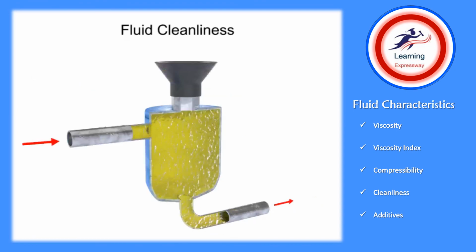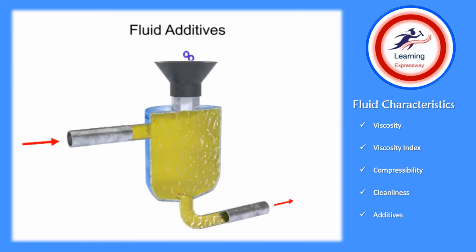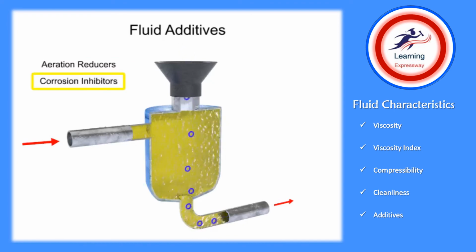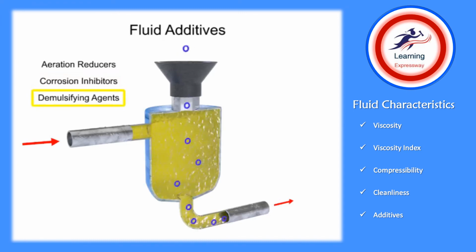Another factor common to hydraulic fluids is the use of additives. Additives can be used to reduce aeration and the production of bubbles as the fluid travels rapidly throughout the system. They can be used to administer corrosion inhibitors within the reservoir, and they can be used as a demulsifying agent, which helps the fluid resist mixing with water.